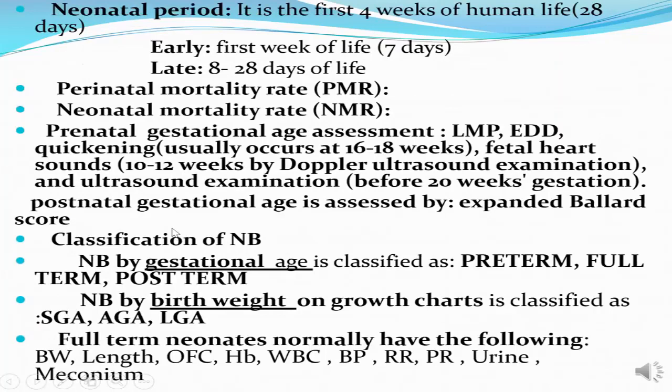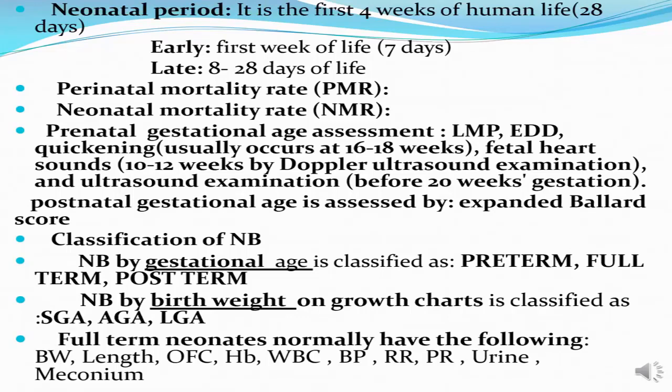The neonatal period is the first 28 days of life, either early, which is the first week of life, or late, from 8 to 28 days of life. Some definitions: the perinatal mortality rate is the number of deaths from 20 weeks of gestation till birth, plus the deaths in the first week of life, per 1,000 total births. While the neonatal mortality rate is the number of deaths of newborns during the first 28 days of life per 1,000 live births.